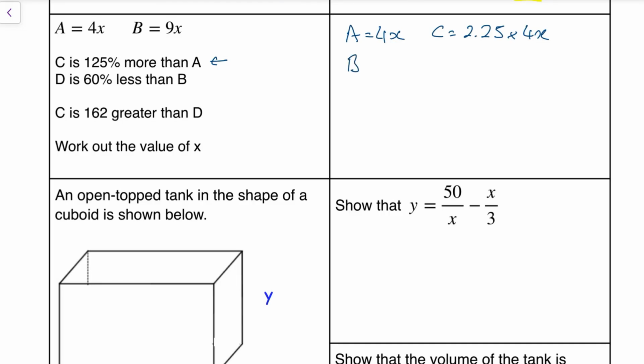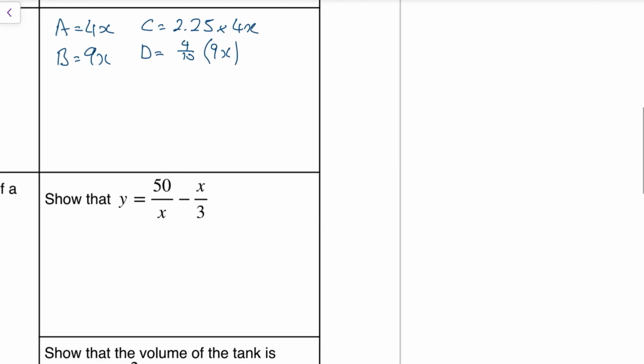Similarly, I know that B is equal to 9x, and D, I should really read the whole question first, but anyway, D is 60% less than B. So in other words, it's 40% of B, so 4/10 of B, which is 9x. Now, I need to tidy both of these up before I do the next step. So C, calculator out again, is 2.25 times 4, which I think is 10. Oh, it's 9, which is 9x. And D is 0.4 times 9, which is 18 over 5x. Not the nicest of numbers, but it was fine.